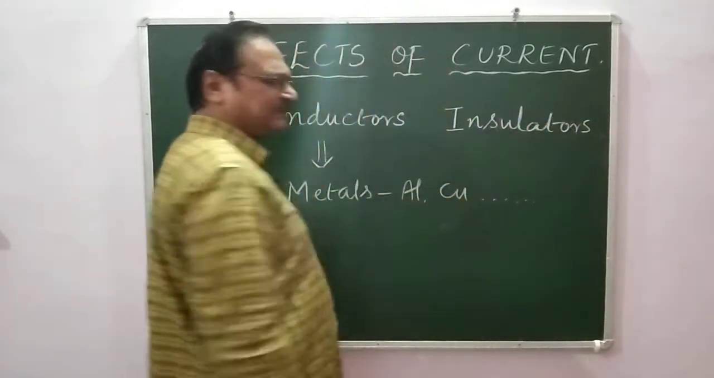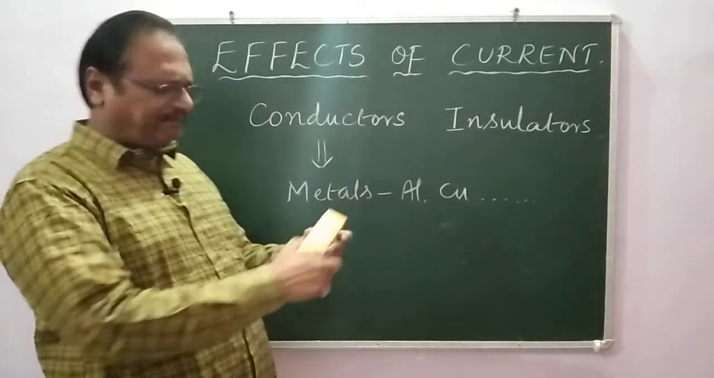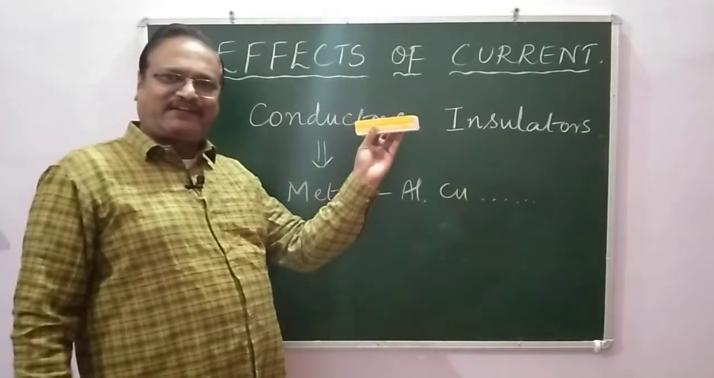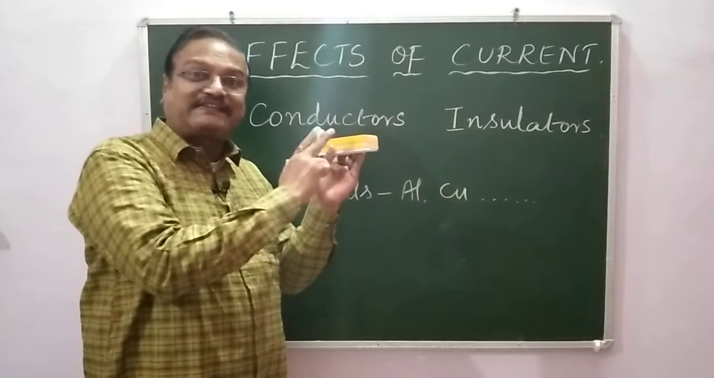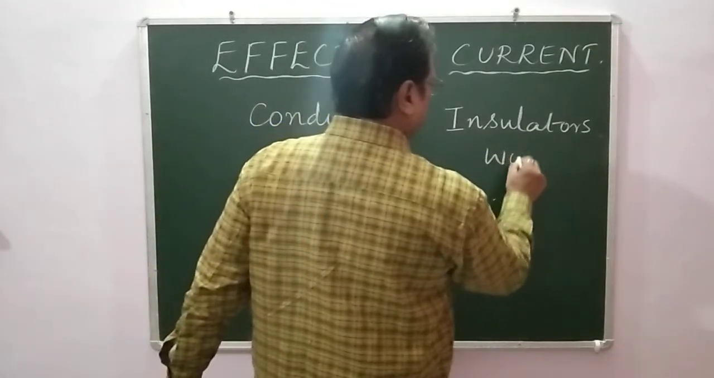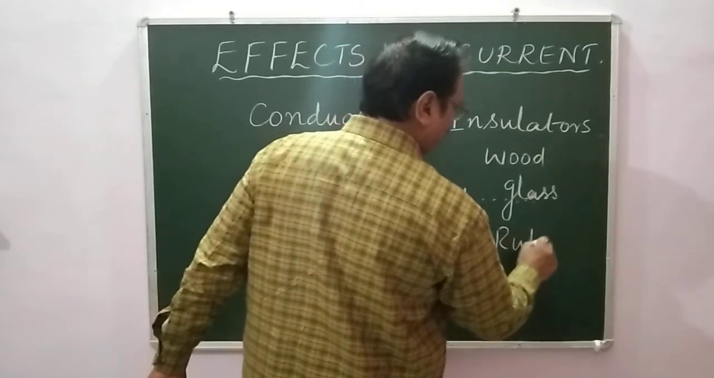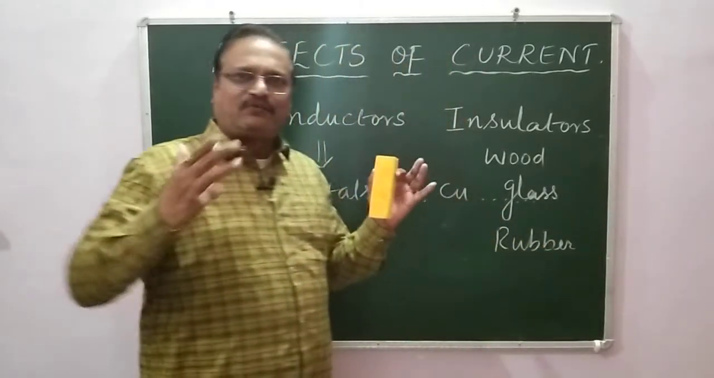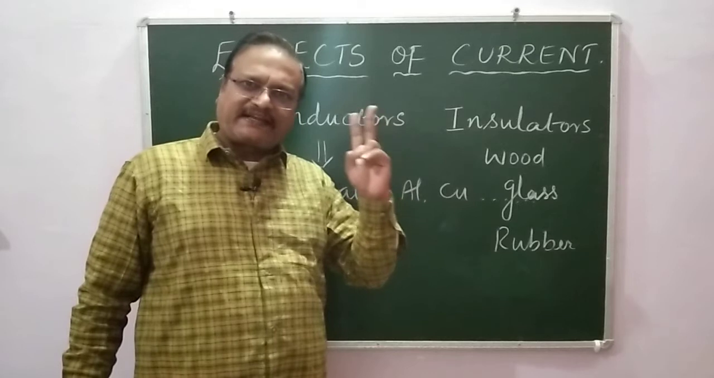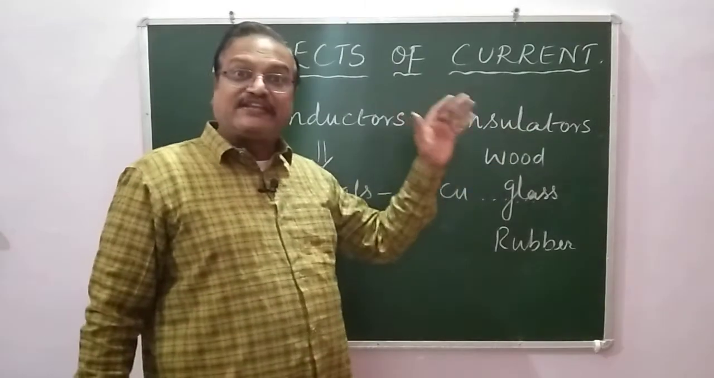Insulators do not allow electricity to flow through them. What is an example? You see wood. It cannot allow electricity to flow through. It is also a solid and it also has atoms, but it will not allow electricity to flow through. Insulators like wood, glass, and rubber gloves. Why do people wear rubber gloves? Because rubber is an insulator. So two categories are there: some of them are conductors and the other part is called insulators.